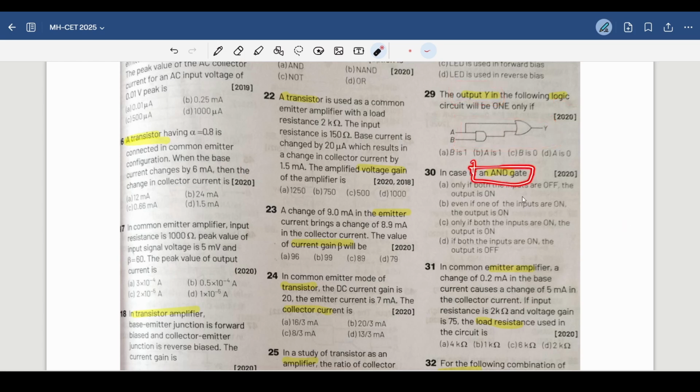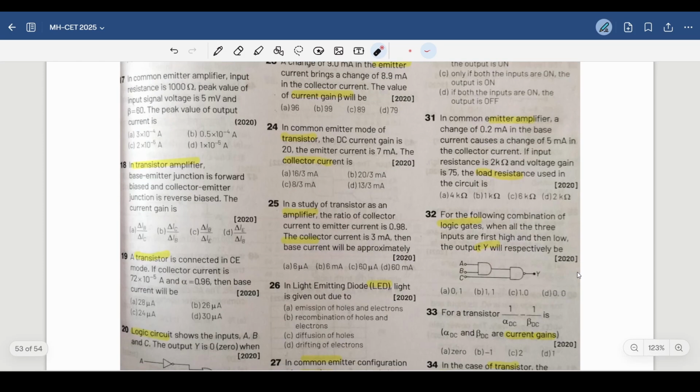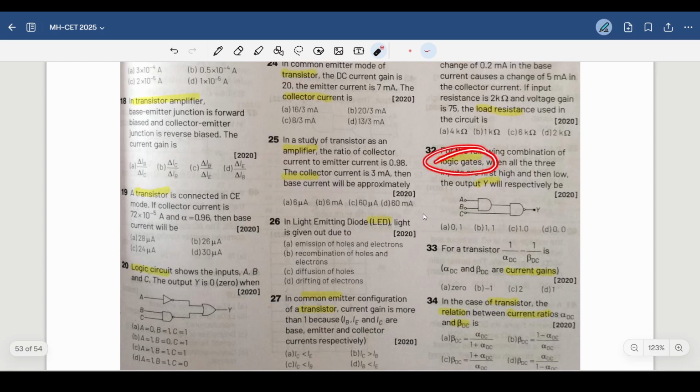Yes, in case of AND gate, what is the inputs that is required? Then over here, once again, same question. Common emitter amplifier is given. Calculate the load resistance. One more question on logic gates.